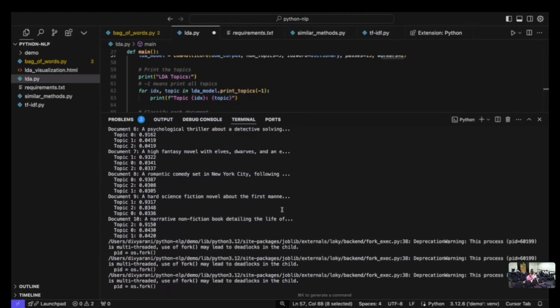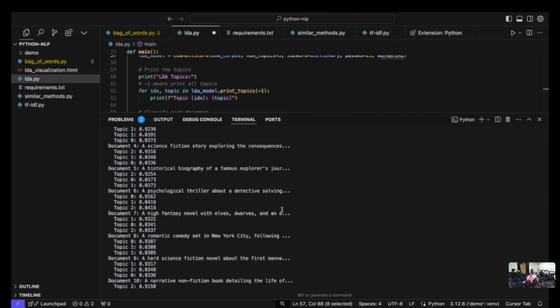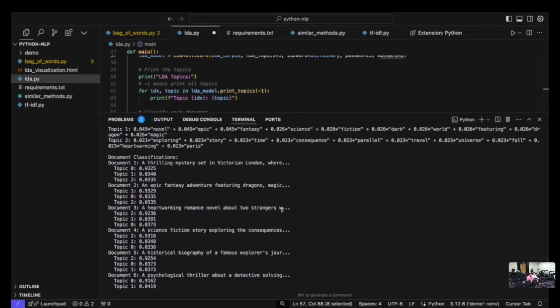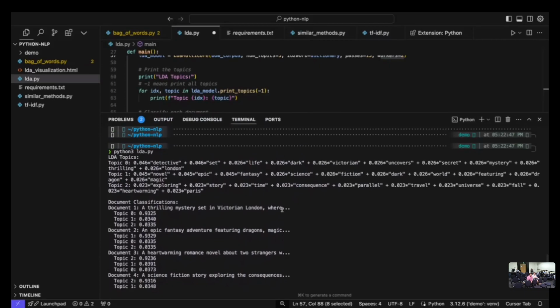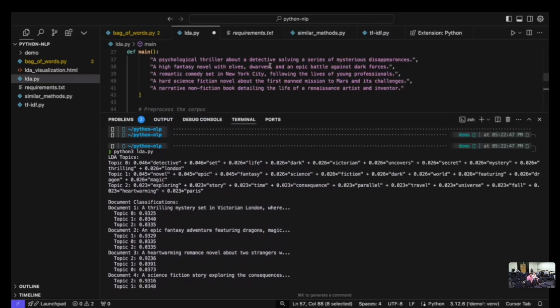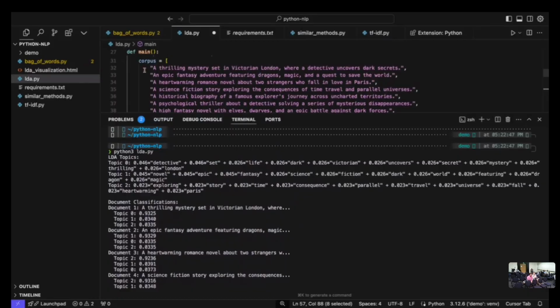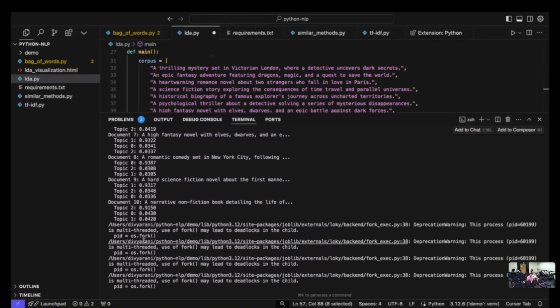Just a second. These are warnings of deadlocks because I added a number of workers, but we can ignore them. In this case, we are seeing it go through all the documents mentioned here in the corpus, and it is trying to divide them into three categories, three topics, and it is calculating the score for which topic this particular document belongs to, as we can see.